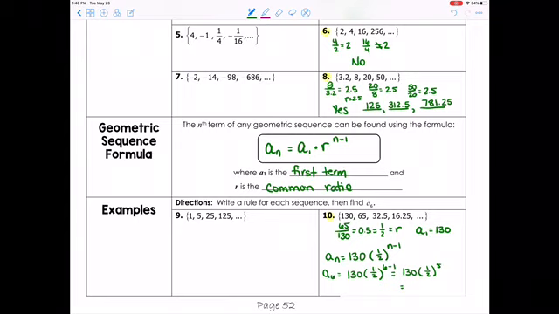I would use your calculator to get to that point. Anytime you have parentheses in your expression, you should put those parentheses in your calculator as well. And you can use division to do that fraction. So you should get 4.0625 as your 6th term.